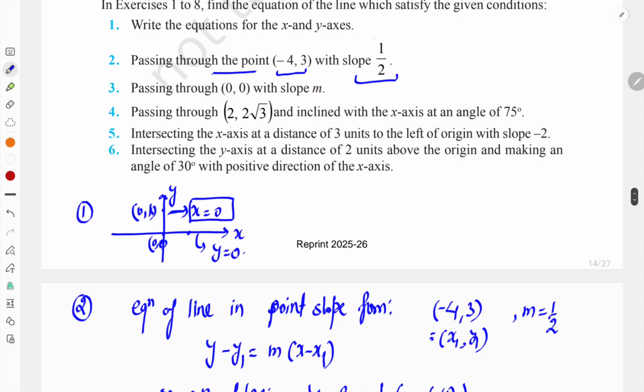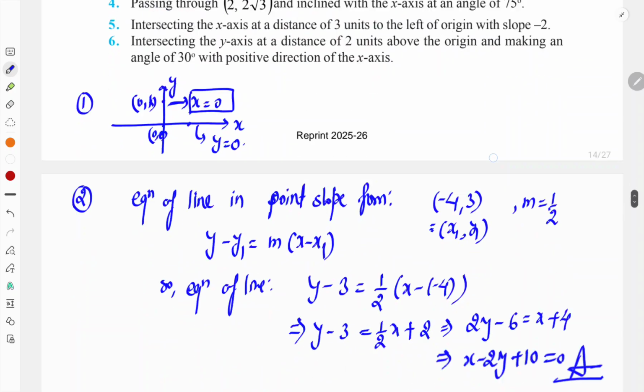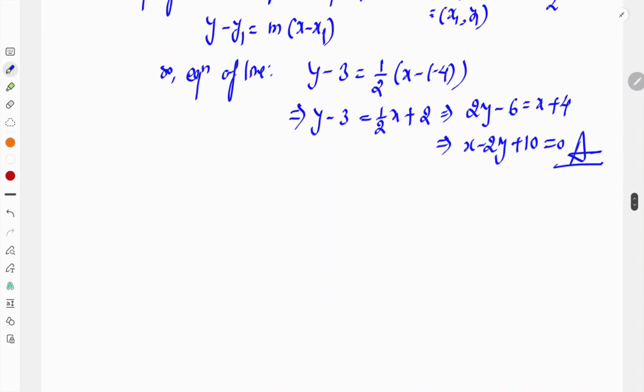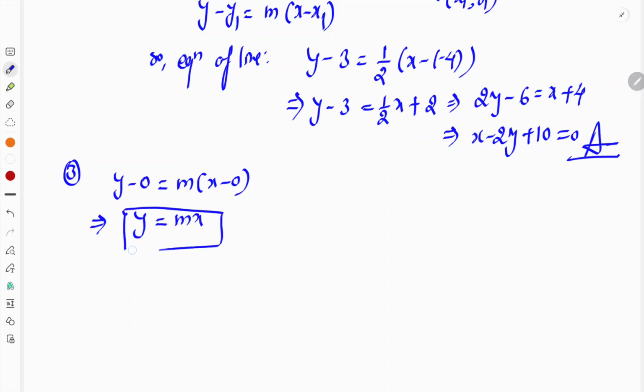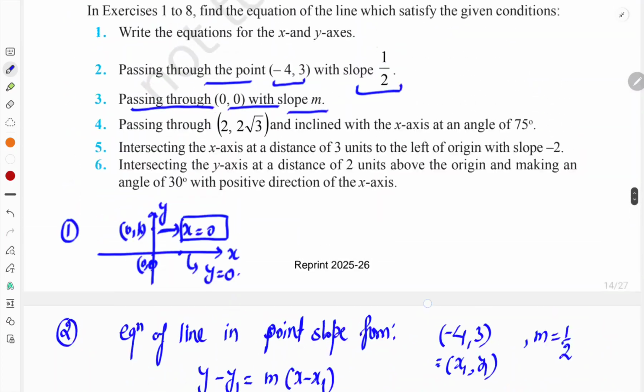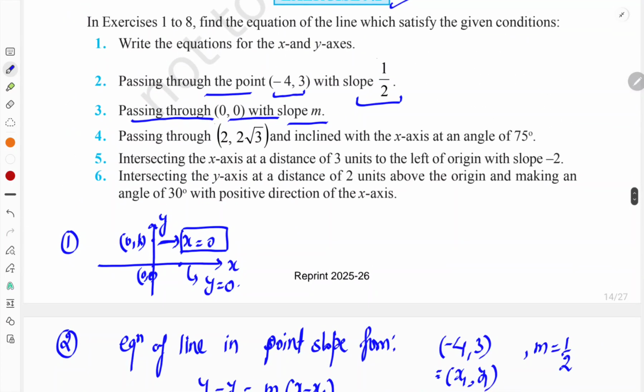The third problem is saying: find the equation of the line passing through (0, 0) with the slope m. Dear student, you know the point-slope form again. So y minus y1, which is 0, equals m times (x minus 0). So we are getting the equation y is equal to mx. So just a very short question actually. After that, the fourth problem is saying: find the equation of the line passing through (2, 2 root 3) and making an angle of 75 degrees with the x-axis.